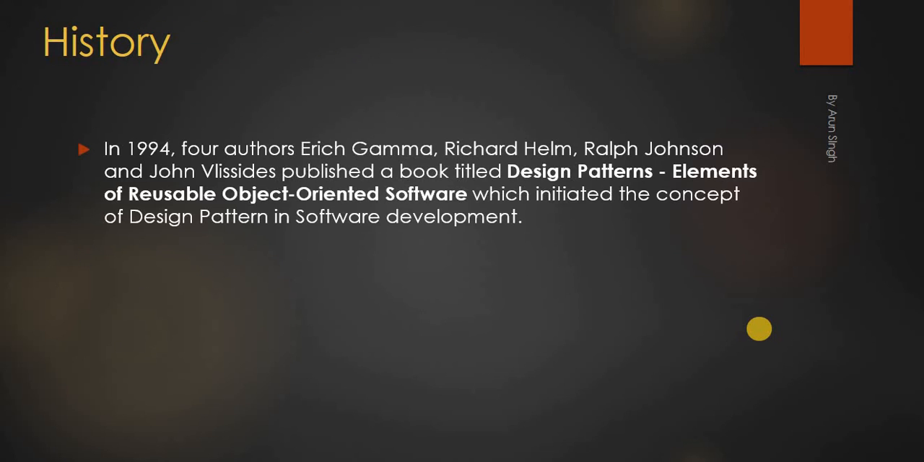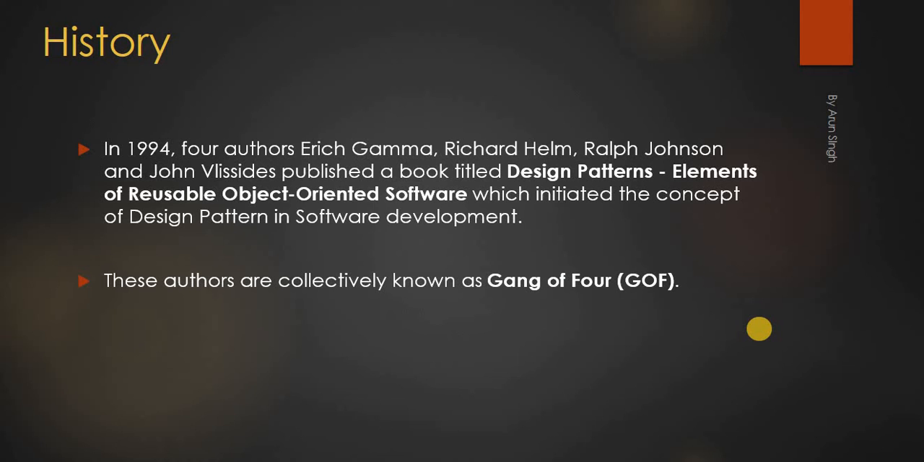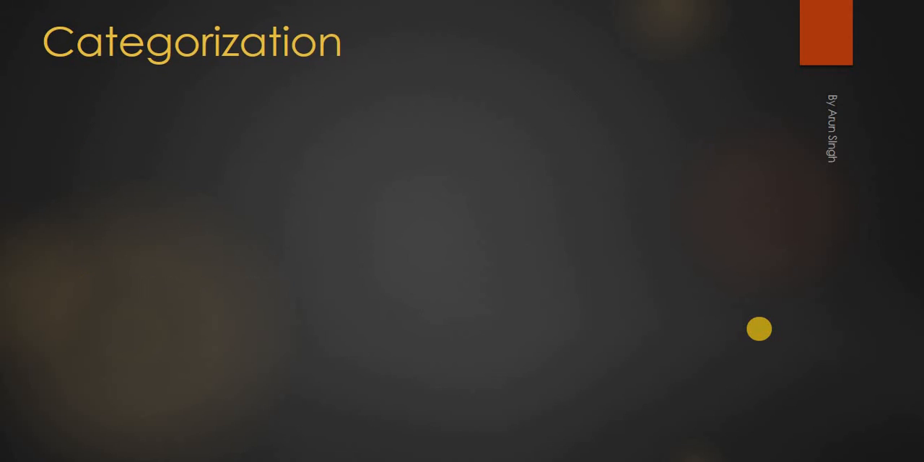History. In 1994, four authors, Erich, Gamma, Richard, Helm, Ralph, Johnson, and John, published a book titled Design Patterns, which initiated the concept of design patterns in software development. That is the concept of 1994. These authors are collectively known as the Gang of Four.